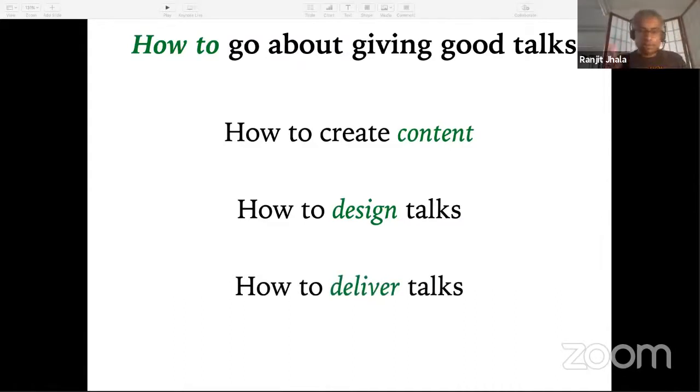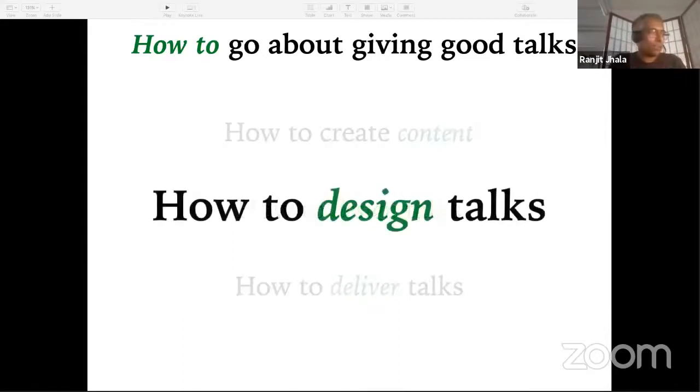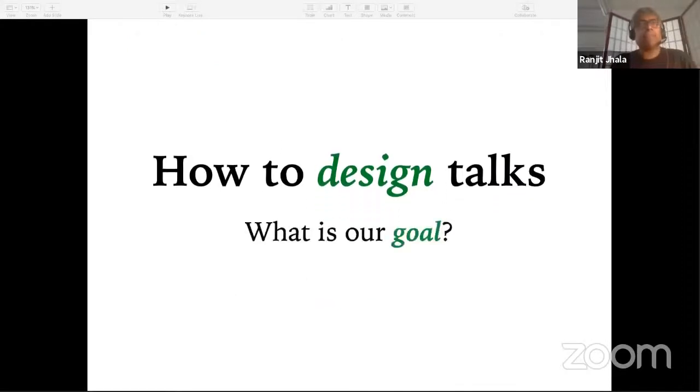So to me, there's content. How do you actually design the talk? How do you construct the slides themselves? And then how do you deliver the talks? For the next half an hour or so, we are just going to focus on one aspect, which is, how do you go about the business of designing the talks? The other two are easily topics worthy of their own PLMW sessions or talks, and I'm not going to focus on them really.